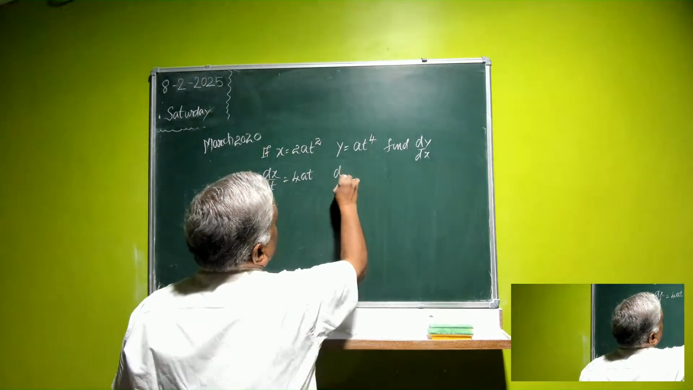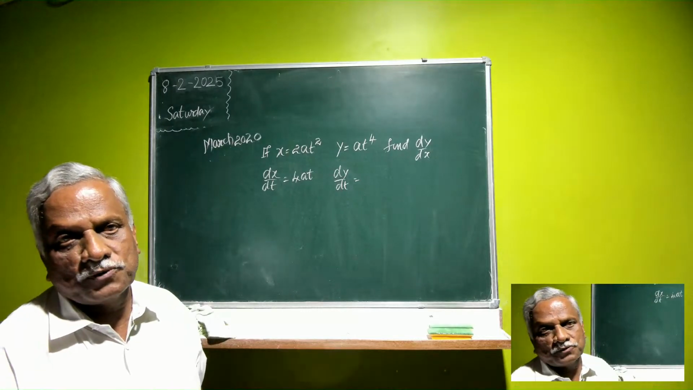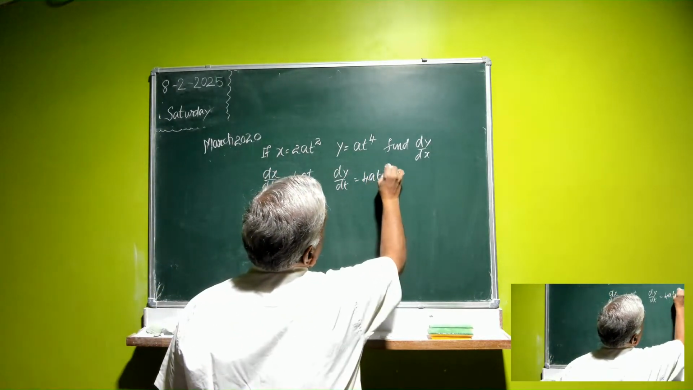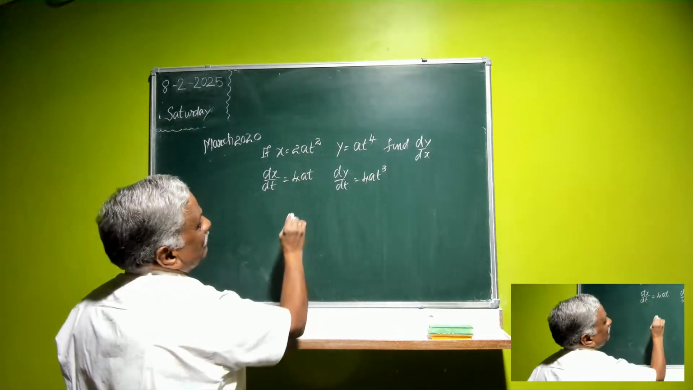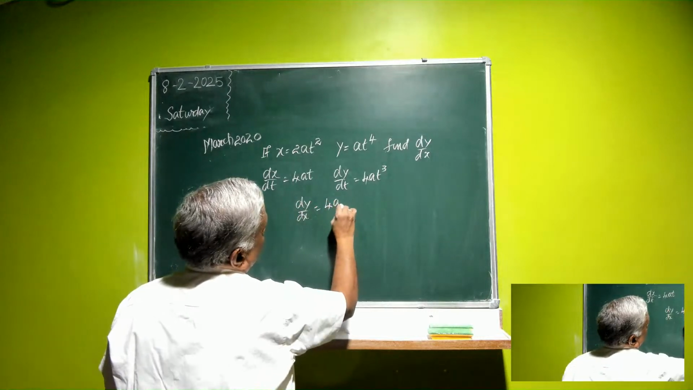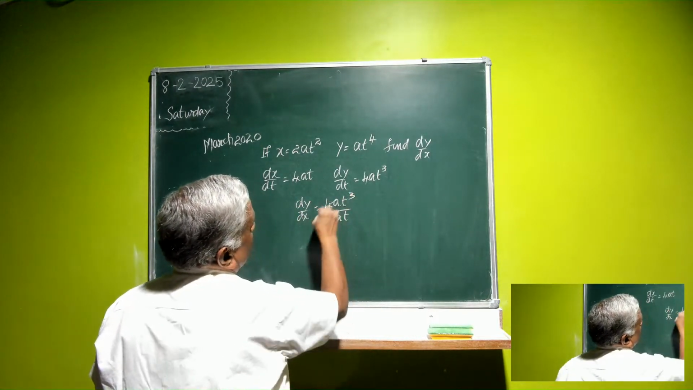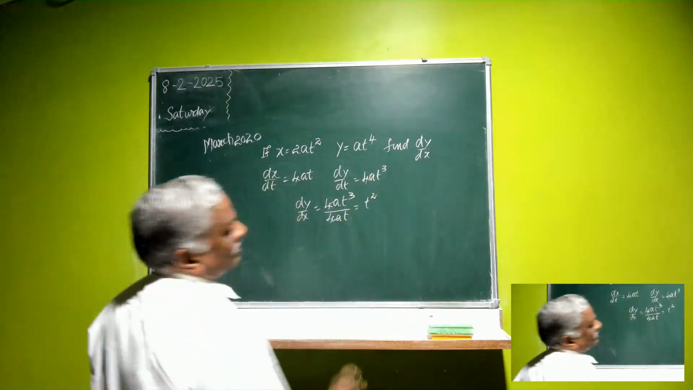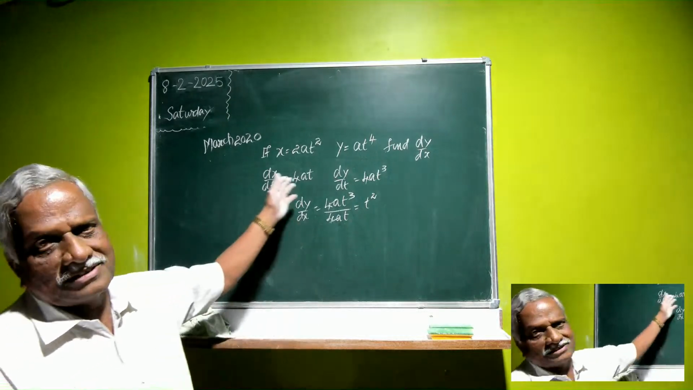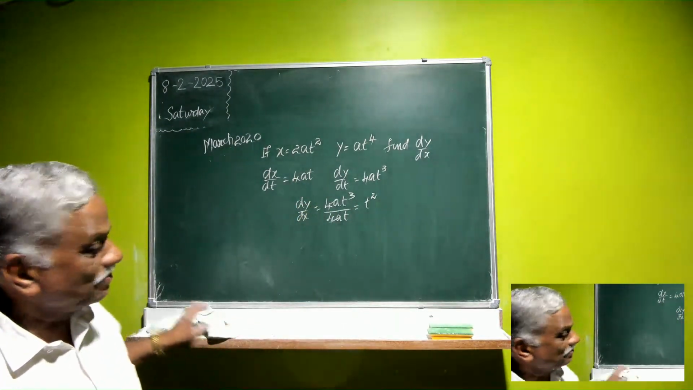dy by dt: a is a constant, t to the power of 4 is 4t cube. Therefore, it is 4at cube. Now you have to find dy by dx. That is equal to 4at cube divided by 4at. 4a and 4a cancel, you get t square. I feel 3 marks is too much for this. You are lucky, it's very simple. No need of any trigonometric formulas also. This happens sometimes, you know.